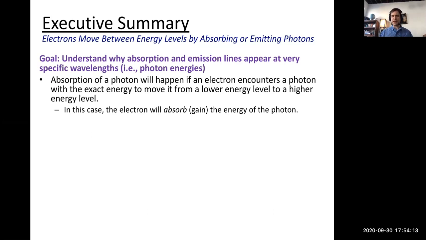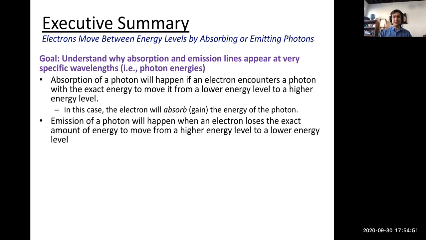A photon encounters an electron. That photon has the right amount of energy, the same amount of energy as the amount required to jump up from wherever the electron is to a different energy level. As long as those energies match, the photon energy and the energy to move that electron to a different energy level, then that photon will be absorbed. That electron will gain that energy that the photon had and move to a higher energy level. The photon would have been absorbed, the electron would have gained energy.